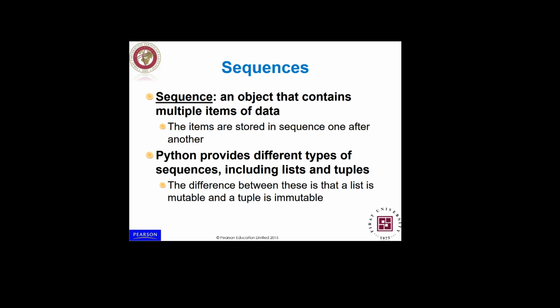However, we have other types of sequences, and the most common ones are actually lists and tuples. And these two differ in only one point. The difference between these two is that lists are mutable and tuples are immutable. That means with lists we can change their contents, and with tuples we cannot change their contents once they are created. So what are these two, lists and tuples?